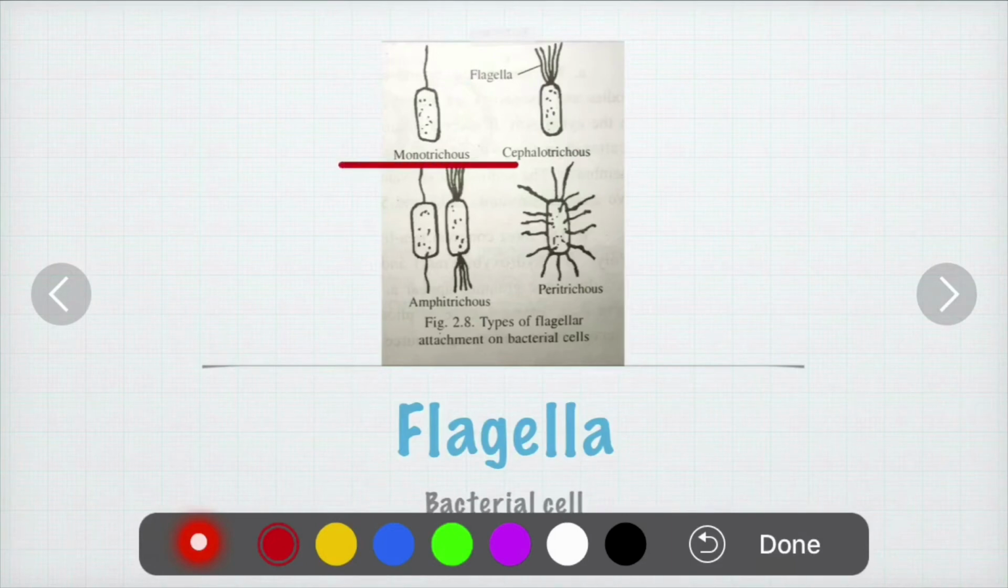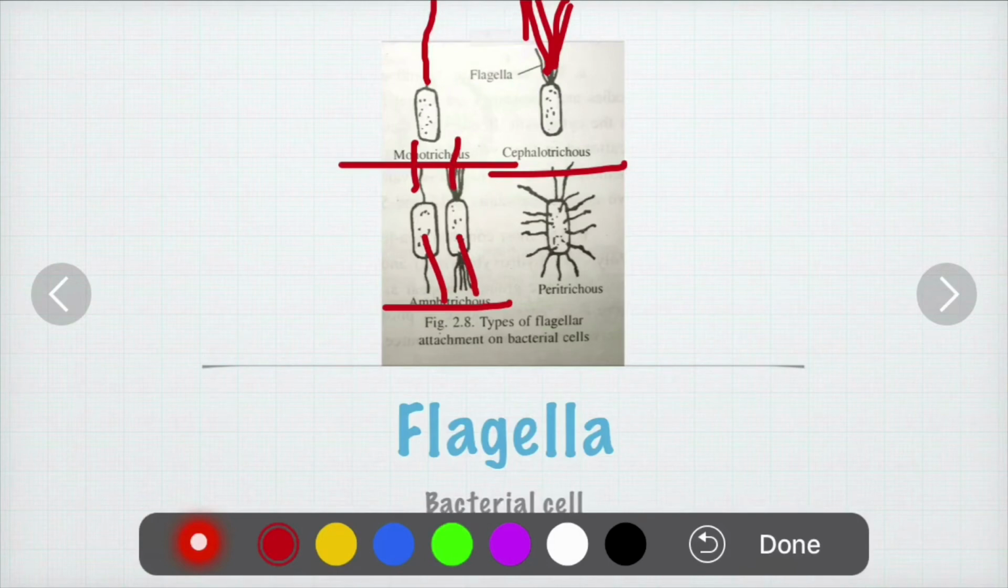This is a monotrichous. At only one end or at one point, the flagella is developed. Next is a cephalotrichous. You can see at one point more than two flagella are developed. That is called cephalotrichous. Then amphitrichous. The flagella are present at the opposite points. Then peritrichous. If the flagella are present on the entire surface of the bacterial cell, then it is called peritrichous.